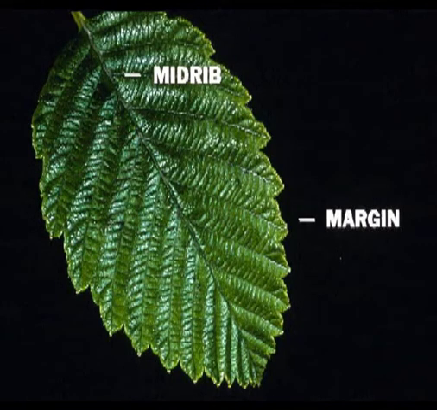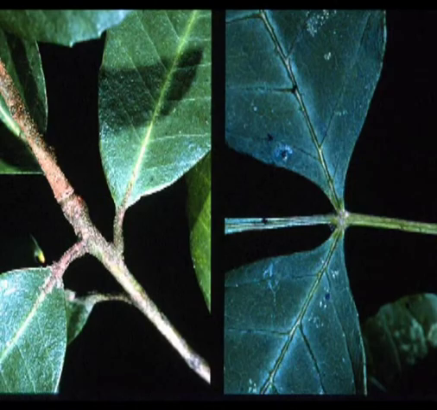The blade is usually divided down the center by the midrib, an extension of the petiole. The edge of the blade is known as the margin. If the leaf has a petiole, like the tan oak leaf on the left, it's termed petiolate. If it has no petiole, like the Oregon ash leaflet on the right, it's termed sessile.